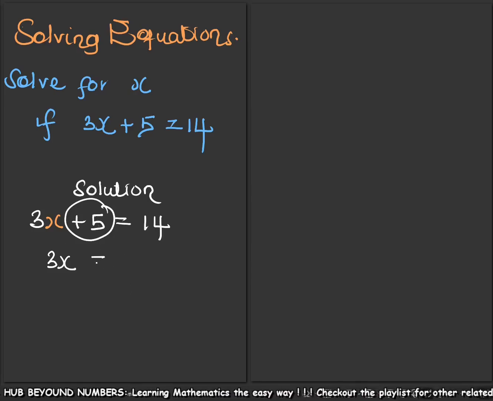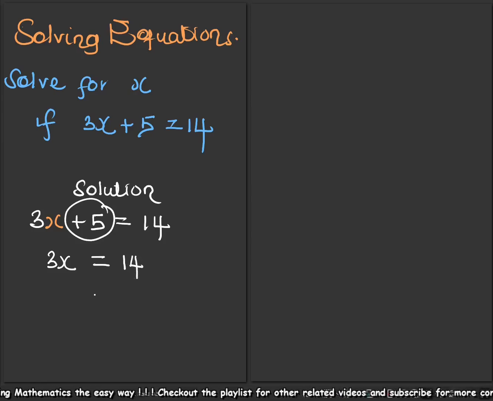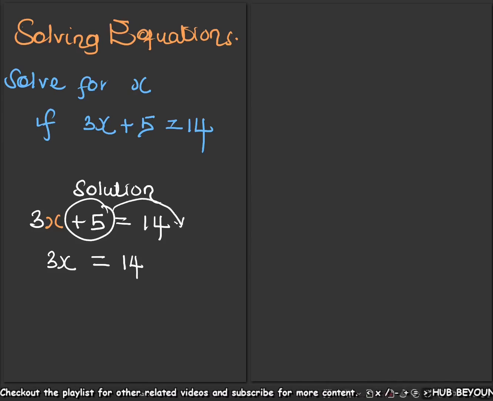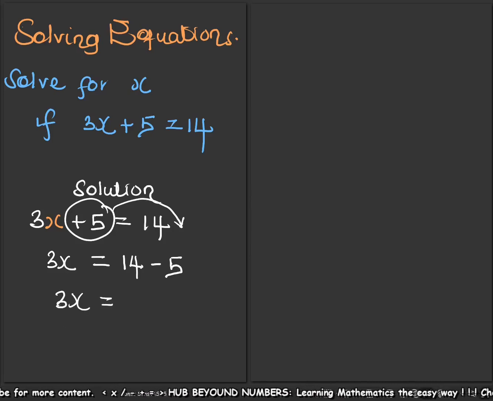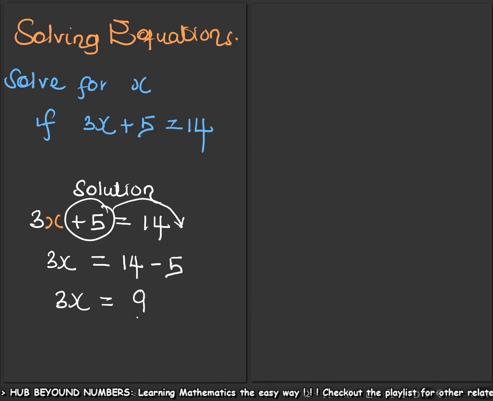This time around, we have a positive. So what we want to do is move it to the other side. On the other side, we already have our 14 there. Now we do the movement. So positive 5 crosses the equal to sign to become a negative 5, and with that, you only have your 3x. So you have 3x being equal to 14 minus 5. 14 minus 5, we know gives us a 9. So you write your 9 down.